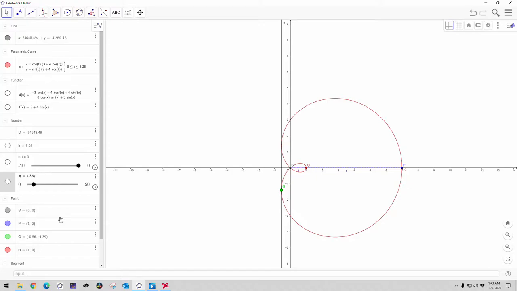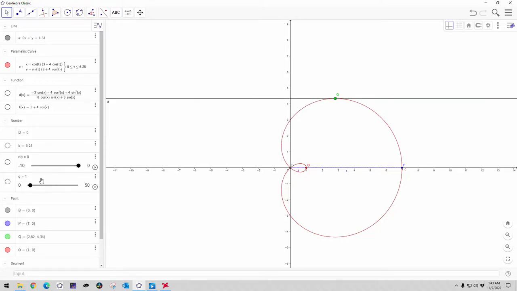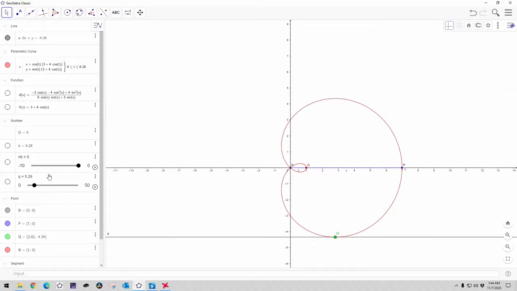The horizontal tangents, we had the point .9955. Point .9955. You can see that's the very top. We had the 5.2876, which is the very bottom.